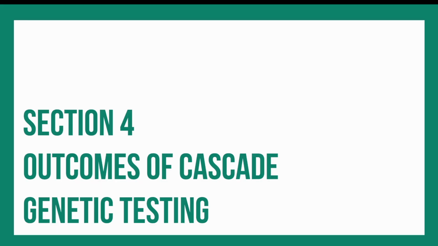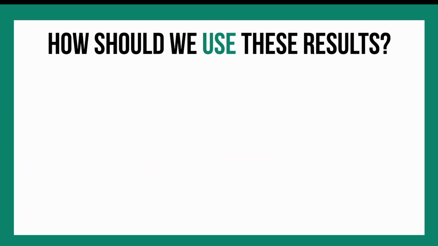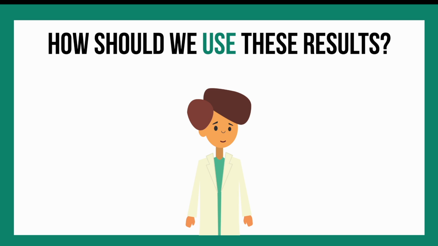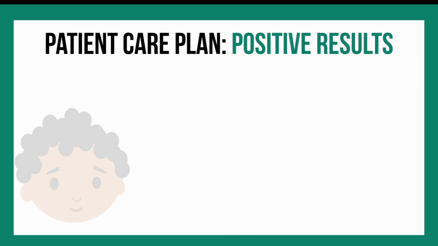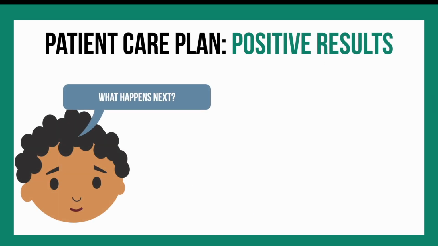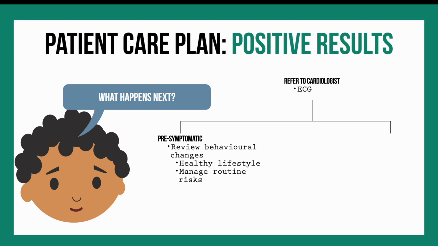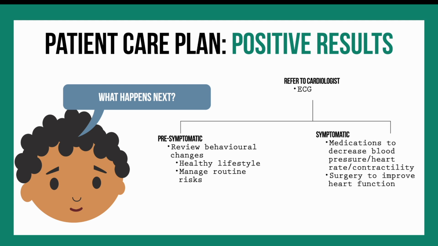Section 4. Outcomes of cascade genetic testing. There are a lot of factors we have to consider when applying the genetic test results for a patient to their care plan. If the father does carry the variant, he would be referred to a cardiologist to begin routine screening to monitor for any signs of HCM. If asymptomatic, he can make lifestyle changes and diet changes that may prevent him from developing the condition, and if diagnosed with HCM, knowing the variant may influence treatment options to manage the condition. This would also begin the conversation of cascade screening in other family members, including the children.